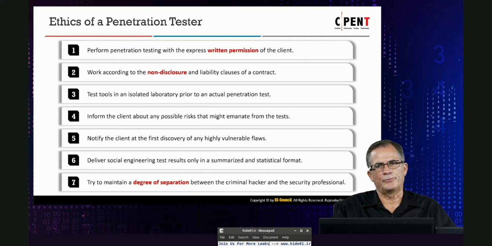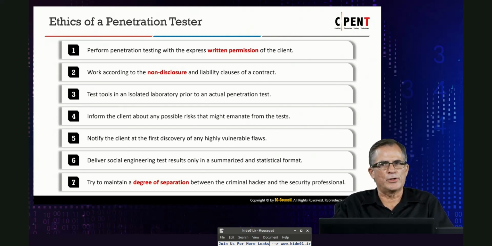Ethics, very important. We have to maintain that separation between a criminal hacker and a professional. So you only work with written authorization from the client or somebody who's allowed to give you that written authorization. Make sure you have a non-disclosure agreement. You never talk about a test outside of a testing circle. Never. And before you ever do your test, and number 3 there, make sure you've tested your tools in an isolated environment. You have to make sure you know exactly what the tools do. In fact, I'll add to that, it's better if you write your own tools. That's the best thing to do.